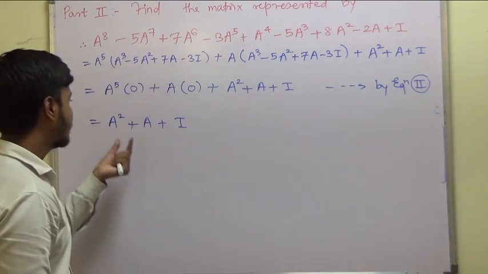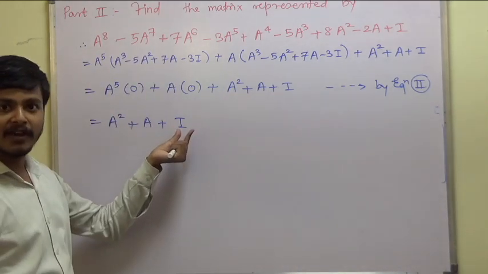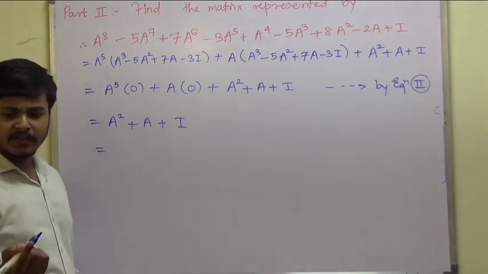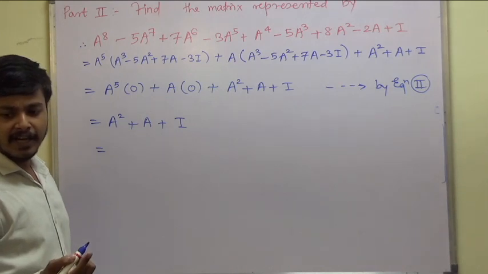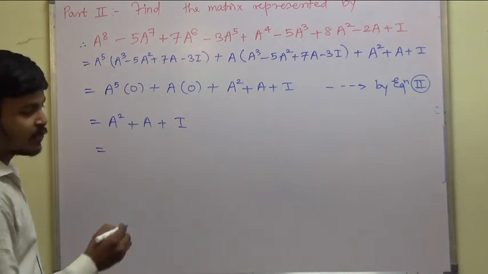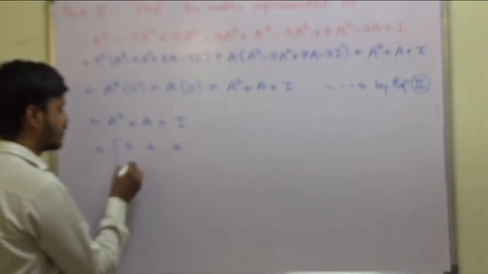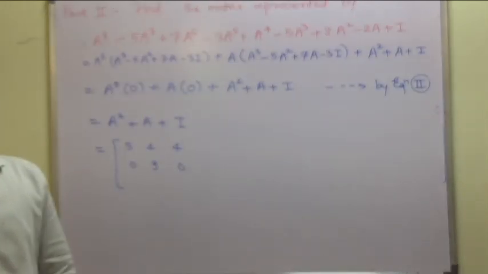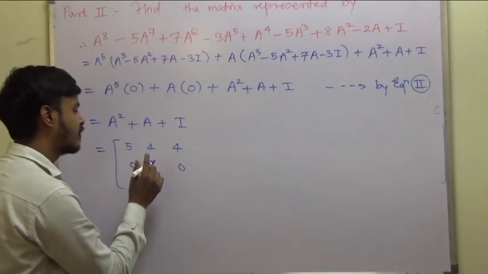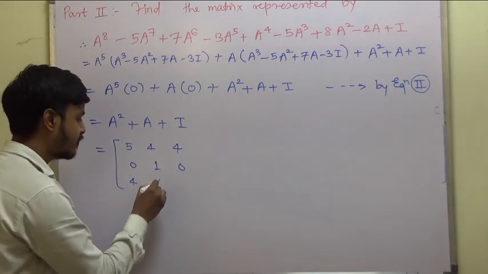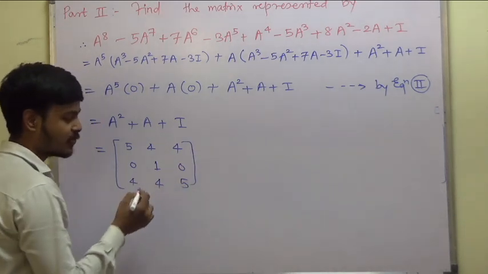Now you have a square, you have a, you have I. Just substitute and get the answer. So what is a square? A square we have found out actually, by doing the calculations. Do you remember? It was 5 4 4, 0 1 0, and then 4 4 5. So this was a square we have found out.